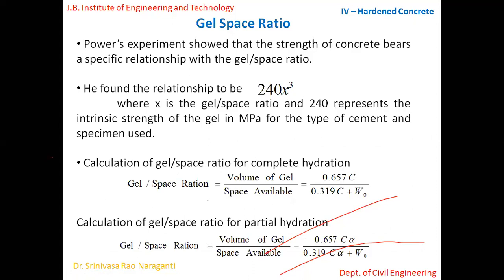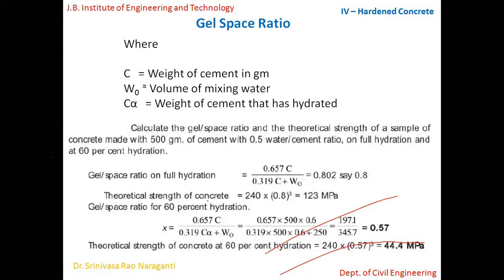Okay. So quickly, let us go through a numerical problem. I have taken it directly from the textbook. It says: calculate the gel space ratio and the theoretical strength of a sample of concrete made with 500 grams of cement with 0.5 water cement ratio, with full hydration as one case and 60% hydration as the other case.